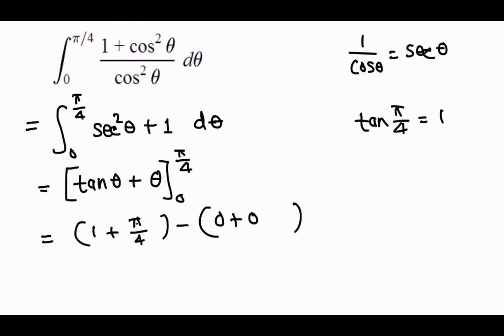So 1 plus pi over 4, that's the final answer. You can combine these two fractions, but that's not that important. So 1 plus pi over 4 final. Don't go for decimals.